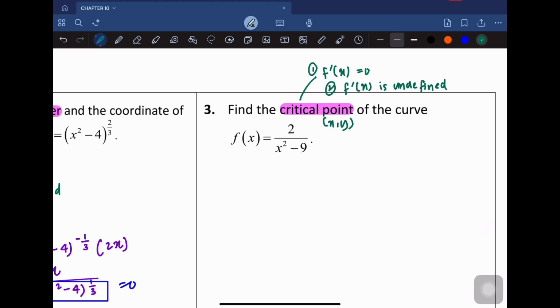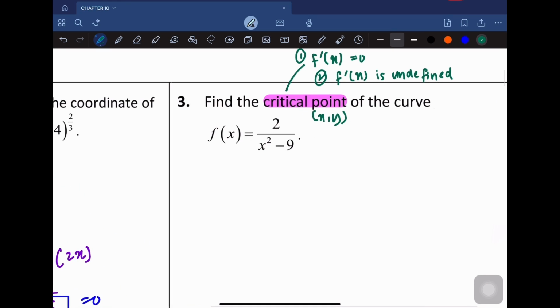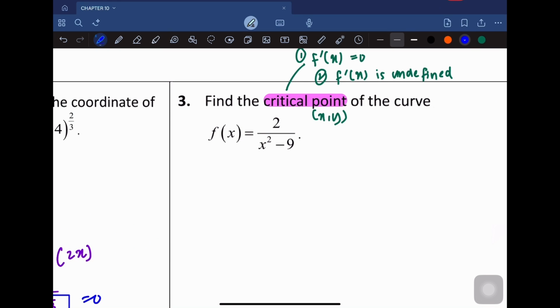Okay, so same as before, first you need to differentiate first. So how do we differentiate this one? First, to make your differentiation become easier, I'm going to bring all this to the top. x squared minus 9 power -1. Instead of using the quotient rule, you're going to use the power rule only.